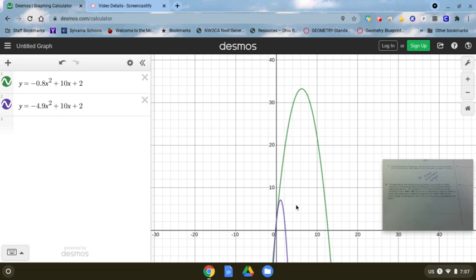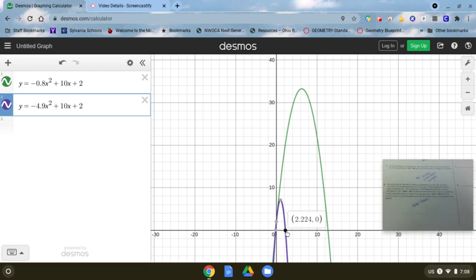Okay, so let's see what the question is. It says, how much longer would the ball stay in the air on the moon compared to the Earth? So we need the total time for both. Okay, so the total time would be, look at my cursor right here, how long does it take for it to come back down? So let's do the times when it hits the ground.